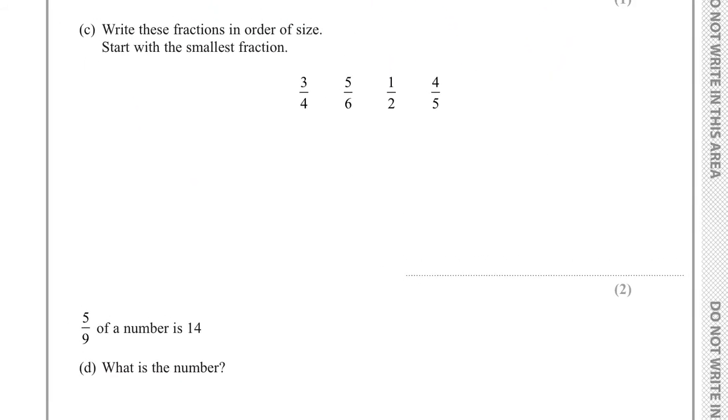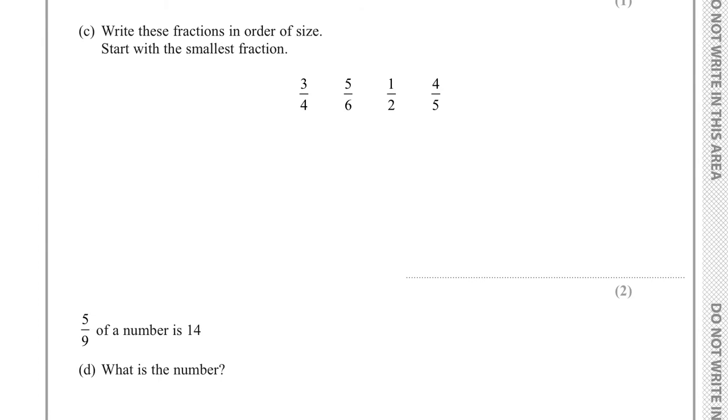Part C. Write these fractions in order of size. Start with the smallest. Now, we can convert these all to the same denominator. However, think about it logically. If we have, let's start with one that's the easiest. Imagine this is a number line. We have a half.